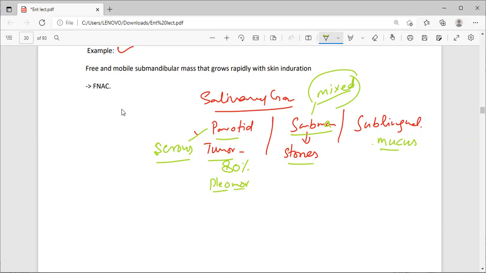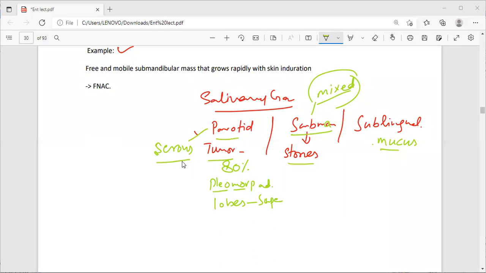Pleo means many, and morphic means structure. Pleomorphic adenomas. Okay, and 80% are in the superficial lobe. Okay, there are some lobes in the parotid gland, so the superficial lobe is mostly involved in tumors. Okay, and most of the tumors are pleomorphic adenomas. Okay, now malignant is rare.